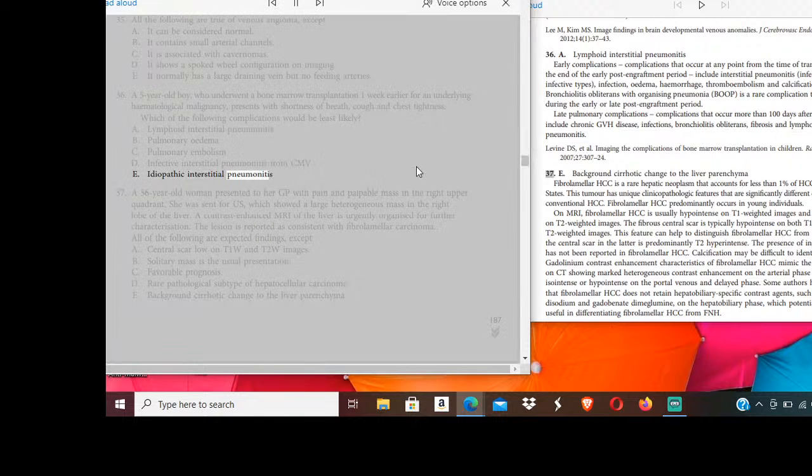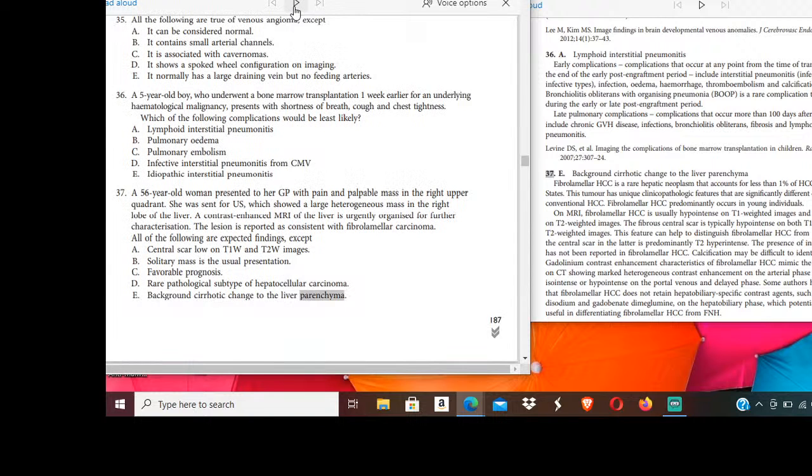37. A 56-year-old woman presented to her GP with pain and palpable mass in the right upper quadrant. She was sent for US, which showed a large heterogeneous mass in the right lobe of the liver. A contrast-enhanced MRI of the liver is urgently organized for further characterization. The lesion is reported as consistent with fibrolamellar carcinoma. All of the following are expected findings, except A. Central scar low on T1W and T2W images. B. Solitary mass is the usual presentation. C. Favorable prognosis. D. Rare pathological subtype of hepatocellular carcinoma. E. Background cirrhotic change to the liver parenchyma.